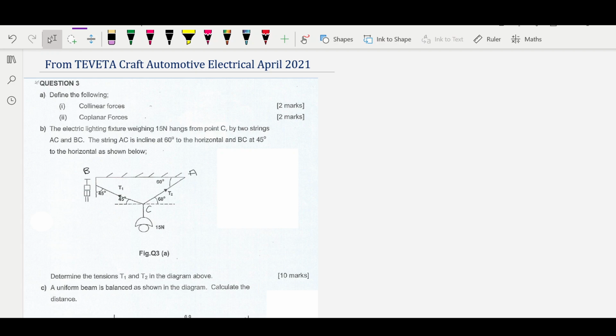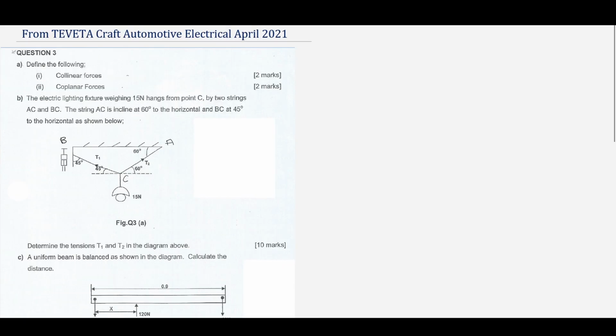So for today's video, I want us to look at this past paper question. This is the beta past paper question, Automotive Electrical, April 2021. So this was written, I think, in April 2021. We're going to skip the first part, which is part A, the definitions part. We're just going to start with the second part, part B, which has a calculation.